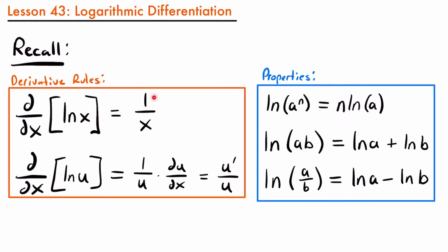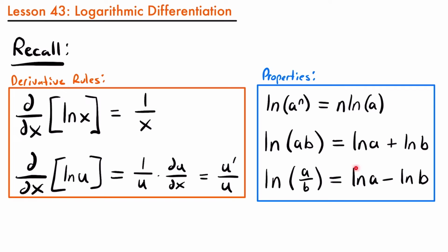This is the most basic form of the derivative of the natural log function, but we also have the complete version of this rule that you can use for any natural log function where u is some function of x. In this case, the derivative of the natural log of u is equal to 1 divided by u times the derivative of u with respect to x. Of course, that can be rewritten as u prime, the derivative of u, divided by u.